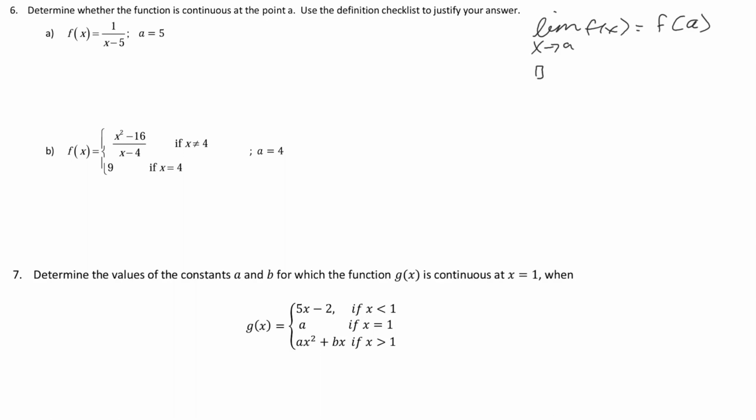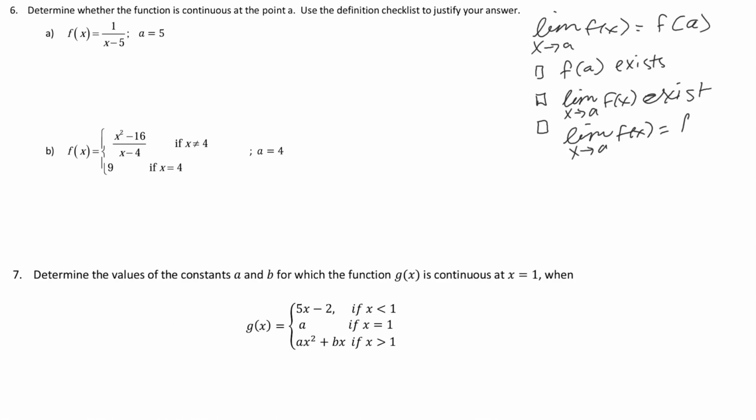In this case, it means three different things. One is f of a exists, meaning there is a point right there, and then there has to be a limit. So the limit exists. And then finally, if there is a function value and there is a limit, then the last thing to check is that the limit equals the function value. Okay, so those are the three conditions that must be met in order for something to be continuous at a point a. So keep those in mind.